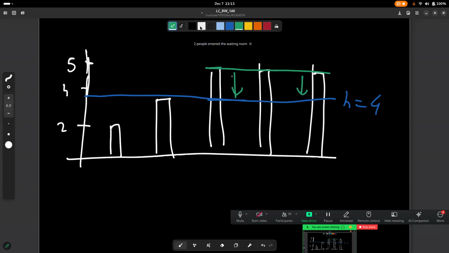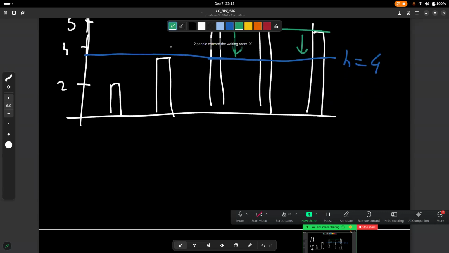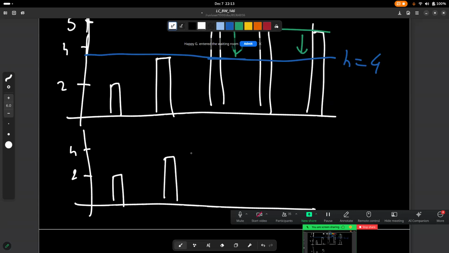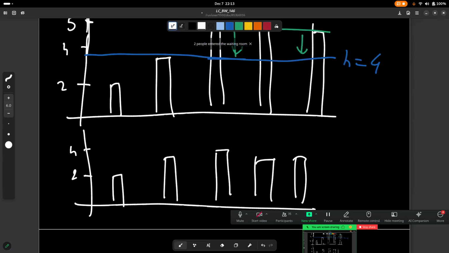Now in the next operation, our array transforms to: the first element is 2, the second element is 4, and the last three elements, which were 5, 5, 5, have been brought down to this value of 4. So now 4 is the maximum element in this array.